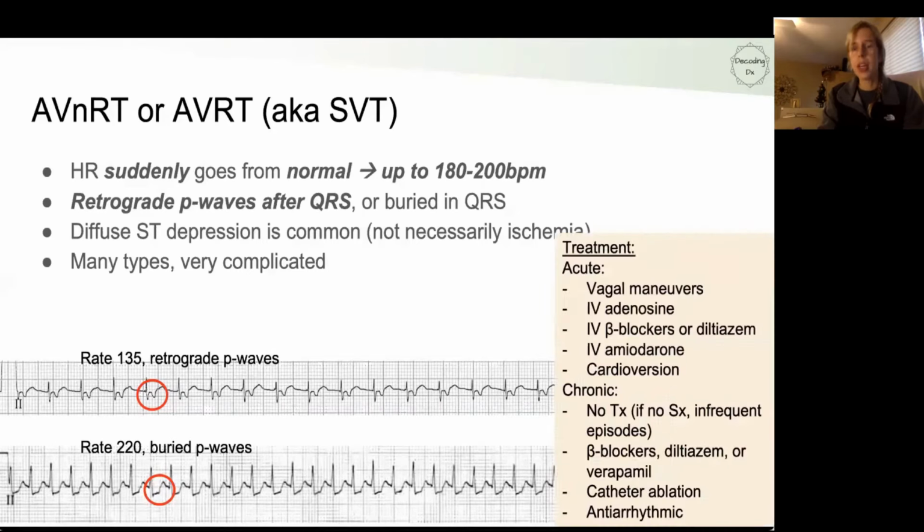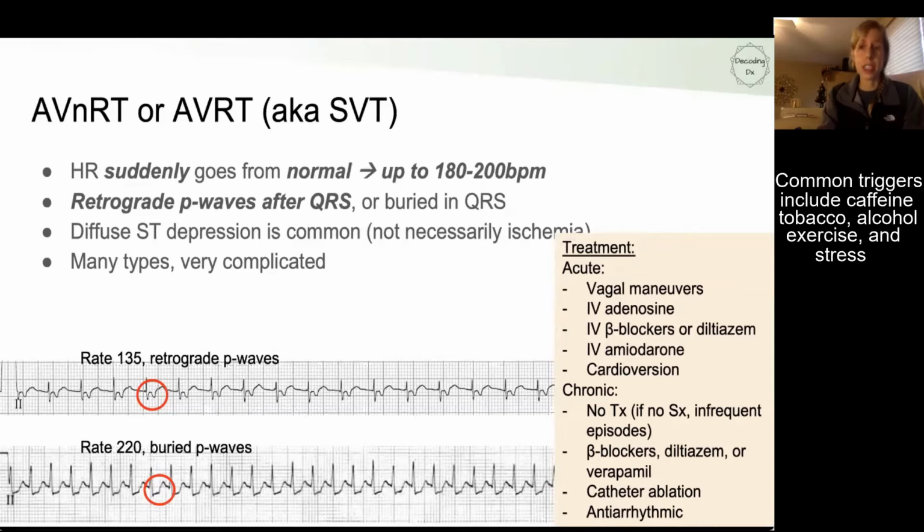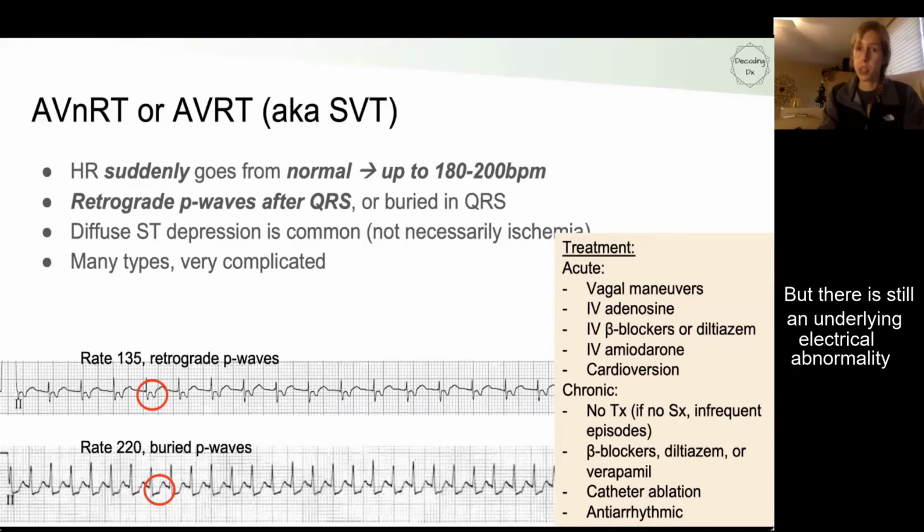What's the treatment? There are a lot of different treatments. Again, if you can identify an underlying cause, you need to treat that underlying cause. If they're acutely unstable or acutely symptomatic, you can do any of the different medications we've talked about before to try and control that rate or that rhythm.